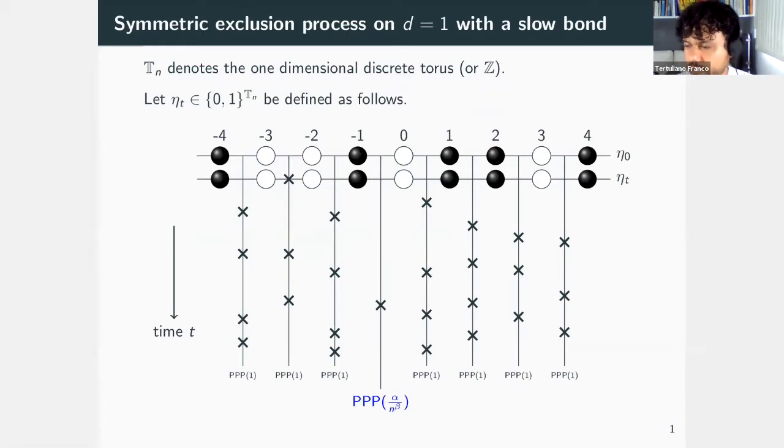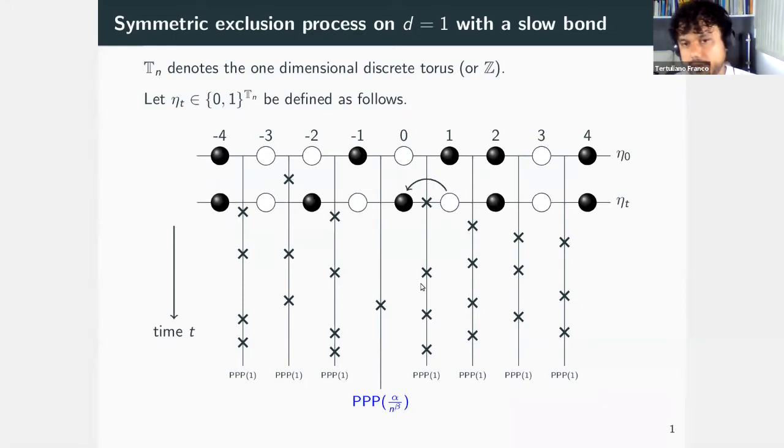Please, if you have any question, you can write in the chat. I'm seeing it right now, so you can stop me, please. At the next mark here, now one site is occupied and the other is empty, so a particle jumps from one site to the other. And this defines the dynamics on the torus, or on Z.